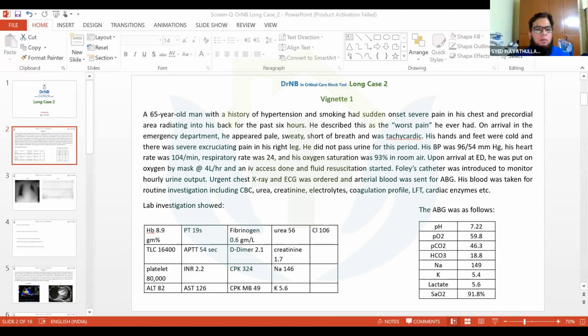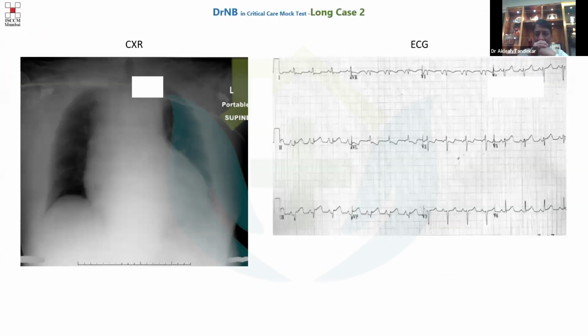I don't see the X-ray, sir. Also, my differential would be acute pulmonary embolism, sir. Yes, I can see the X-ray now.